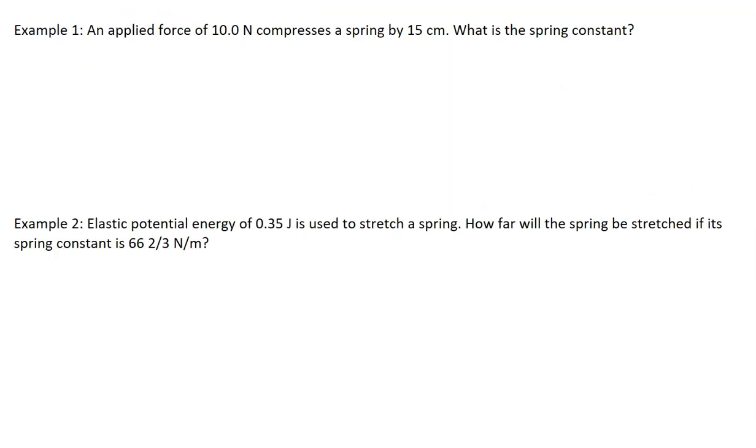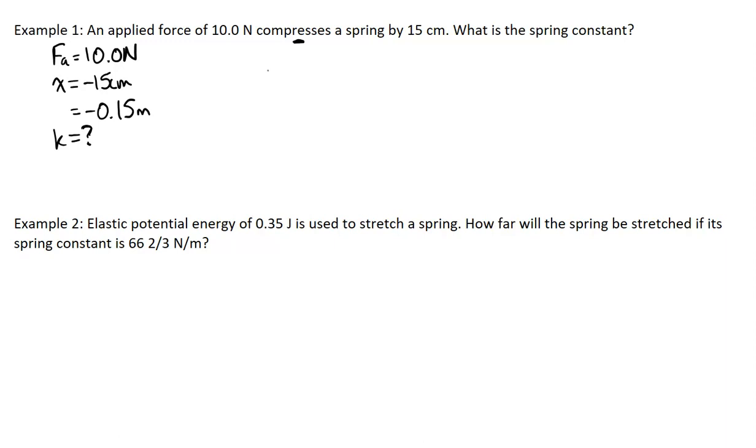This first example says, an applied force of 10 newtons compresses a spring by 15 centimeters. What is the spring constant? Well, let's write down our givens. Our applied force is 10 newtons. Our compression is negative 15 centimeters because it's compressed, right? So anytime we see that, we think about it in terms of negative. We need to put that in SI units, so it's negative 0.15 meters. And we're trying to find out what the spring constant K is in this particular case.